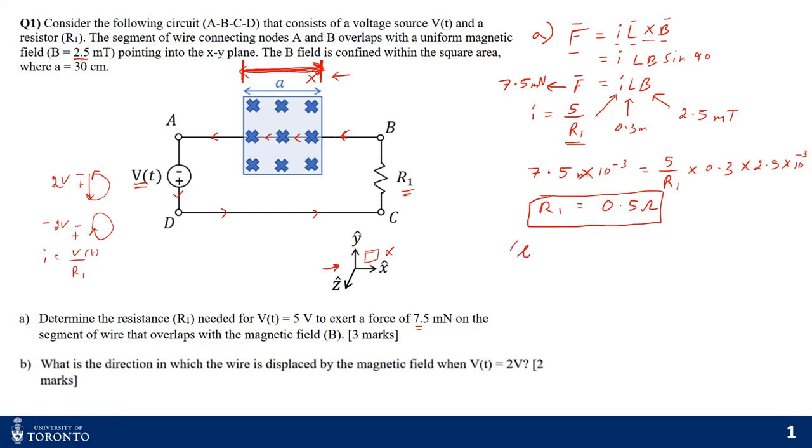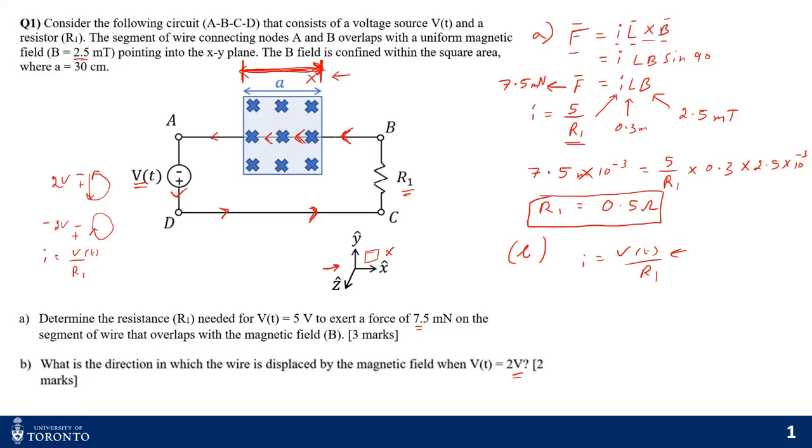Now for part B, they have asked you to find the direction in which the wire is displaced if a voltage of 2 volts is applied, right? So if you apply 2 volts, the current will be in the same direction, right? Because previously it was also positive, so now it's also positive volts. So the current is flowing, but the amount of current will be different, right? Because I is equal to V by R, so the amount of current will be different, but nonetheless the direction will be the same, right? So now you know the direction of the current, which is going to the left, right?